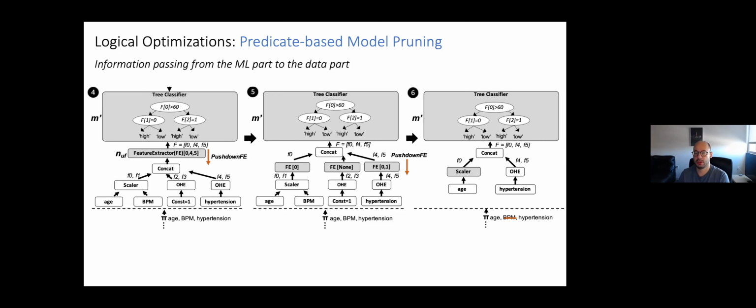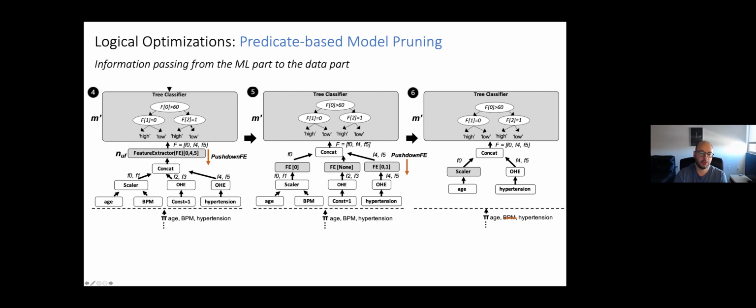A second logical optimization is what we call predicate-based model. Sorry, that's a typo. So the second one is the projection pushdown. So this one is about passing information from the machine learning part to the data part. So what we're doing here is following the example before. Now we have removed a lot of features from our tree, which means that a lot of those coming to the feature extractor are no longer needed. So if you see, apart from the asthma that was there, we also removed BPM.